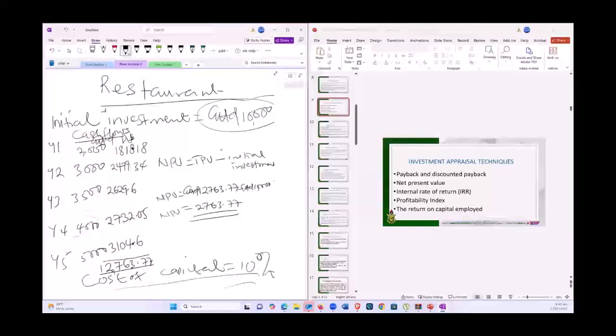Okay. If the net present value is negative, the project is not viable. It should be rejected. What it means is that it's not going to create value for shareholders or for the owners of the project, I mean, the firm. So it should be rejected.